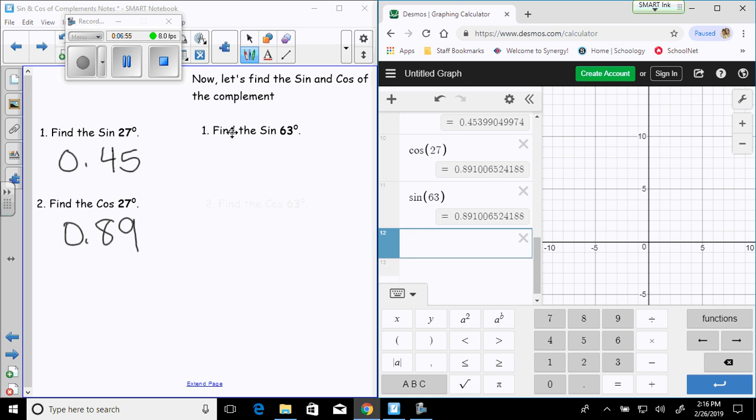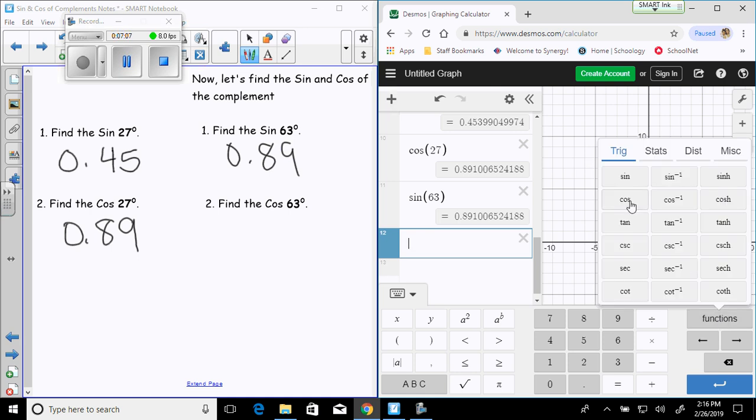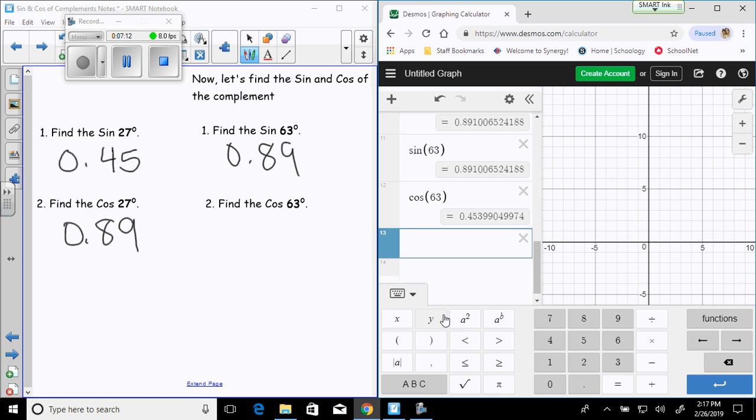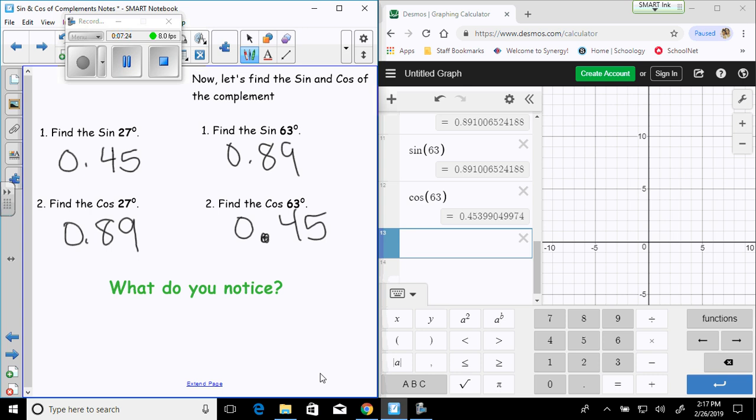And so the sine of 63 degrees is about 0.89. And then let's find the cosine of 63 degrees. Hopefully by now you've come up with what you think that should be. And so that is roughly about 0.45. Okay. So again, do you notice anything?